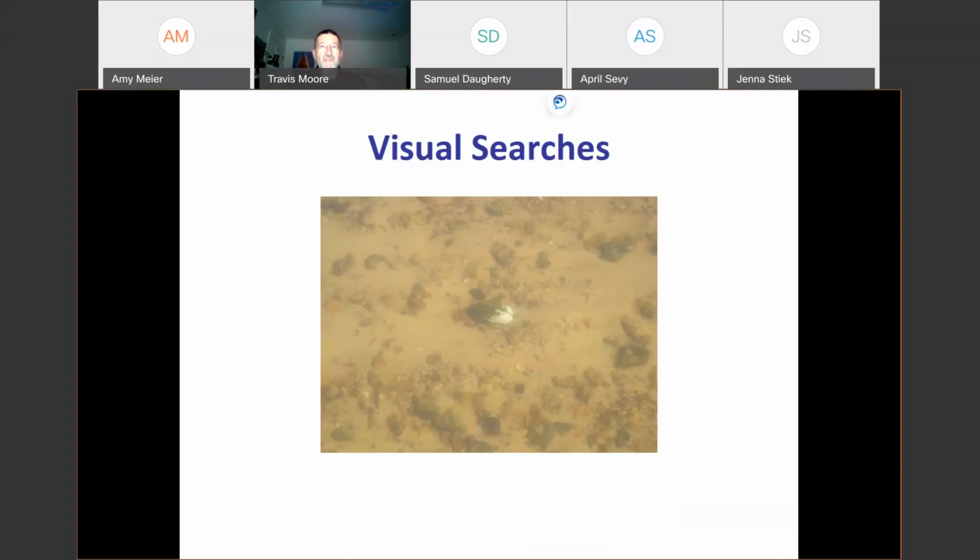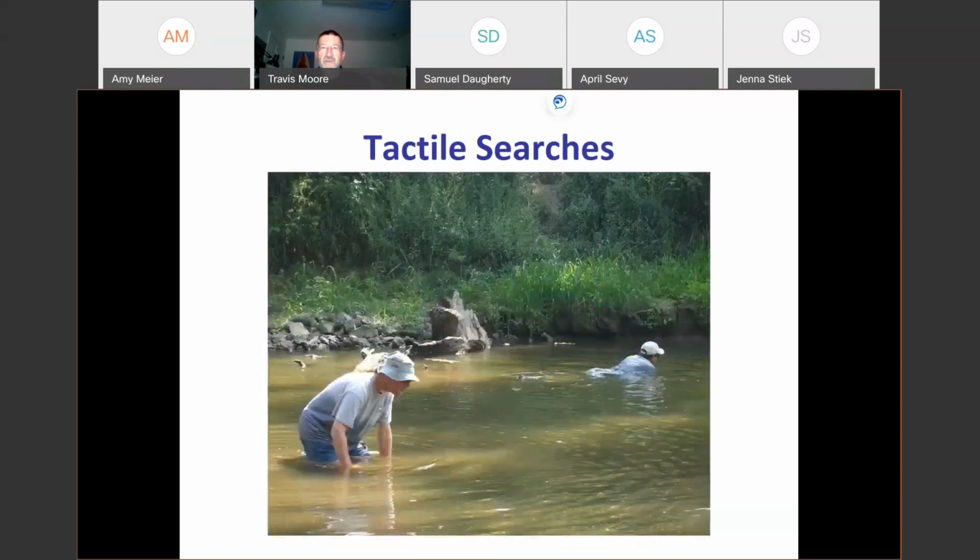But part of what you're looking for is, in many cases, those mussel shells will have a section of them that has been eroded away, and that white part really shows up on the bottom of the river. So that's one of the great things that you can look for, but that's just part of the picture that you're looking for. And then there's tactile searches.